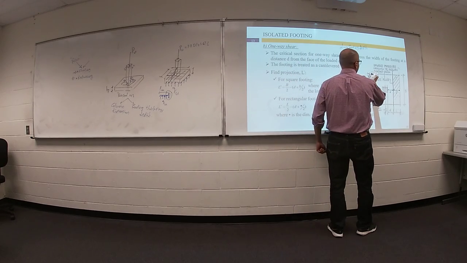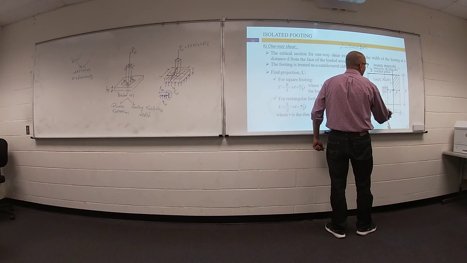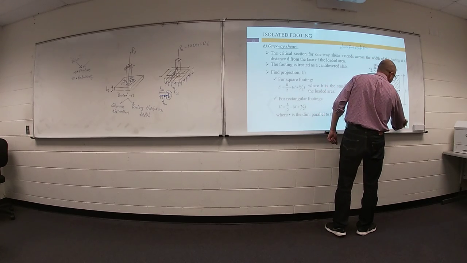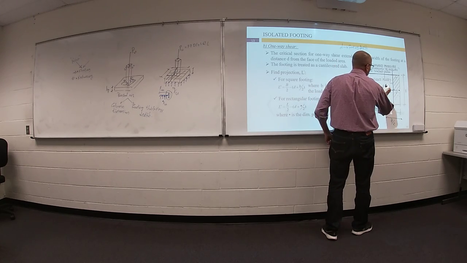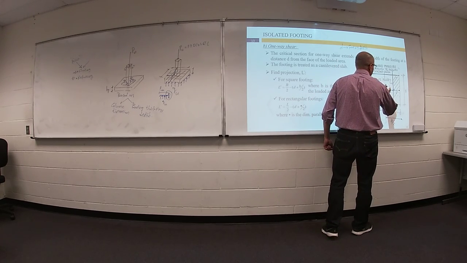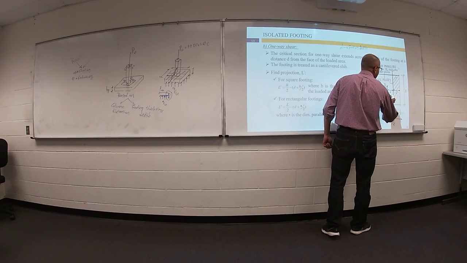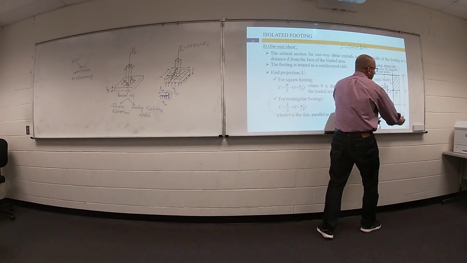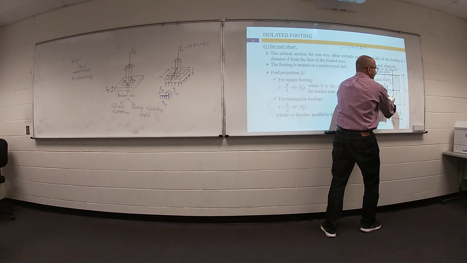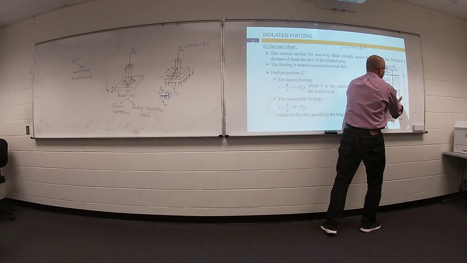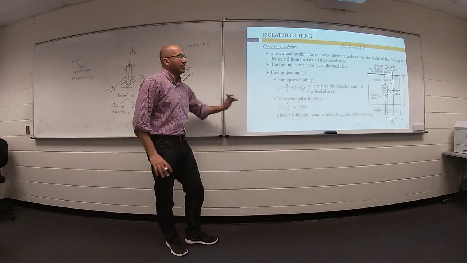The total distance in this direction is b. Half this distance will be b divided by 2. If the total distance of your column in this direction is c, half this distance will be c divided by 2. So if you subtract b divided by 2 minus c divided by 2 minus d, the remaining distance is L prime. That's all. I don't care about this equation.